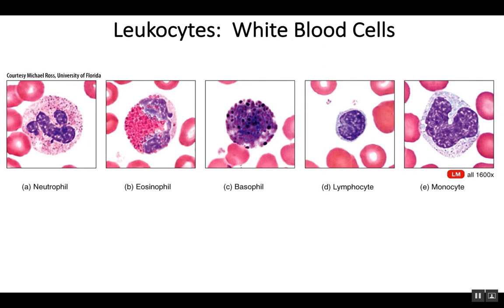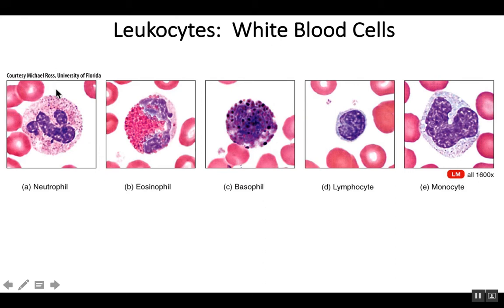The second point I want to make is most white blood cells are not found in your blood. Only about 2% of your white blood cells are circulating in the bloodstream. They use the bloodstream to get to their final destination.